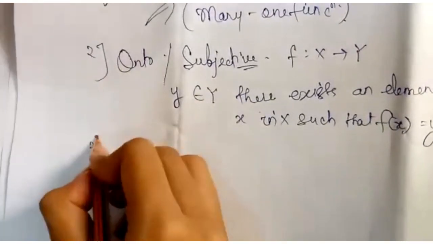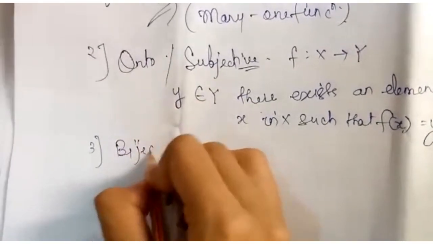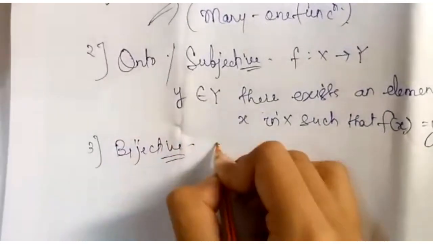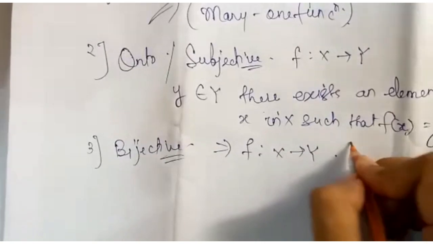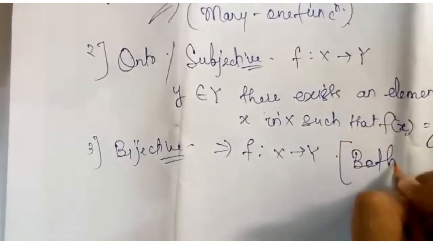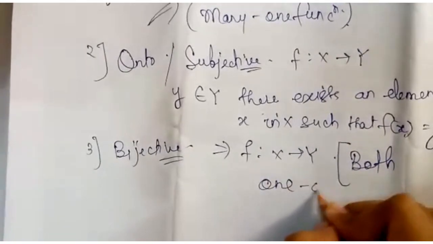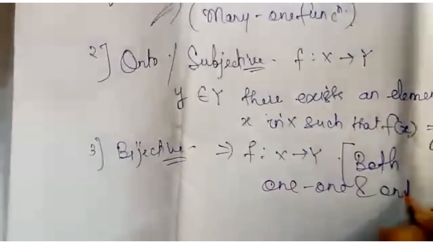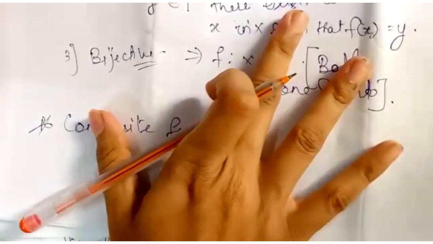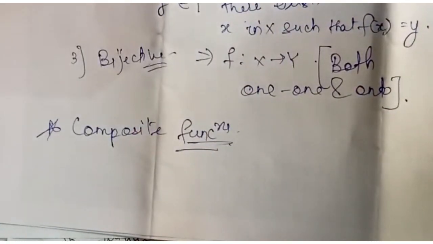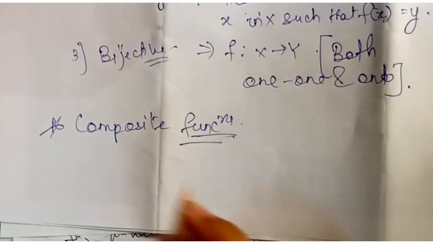Then the third is bijective function. If a function is defined from x to y and it satisfies both, that is, 1-1 and onto, then it is known as a bijective function. Next is composite functions and invertible functions.